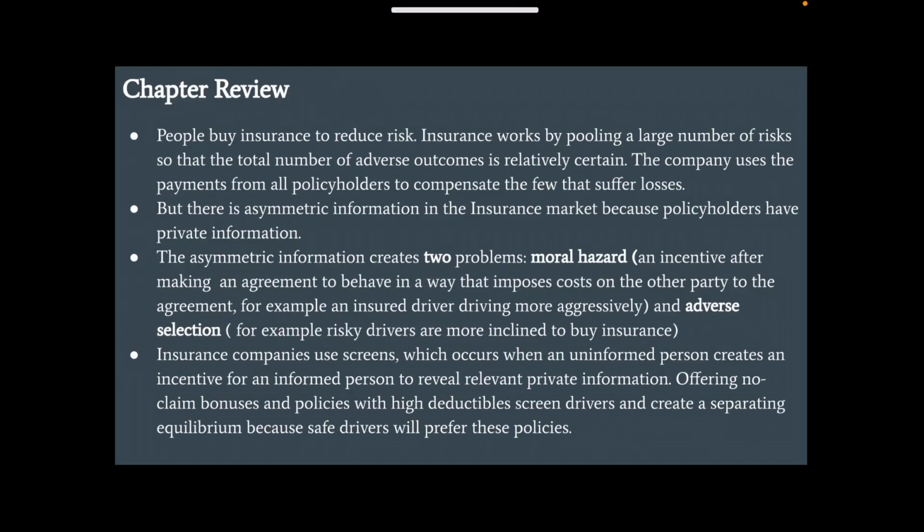Chapter Review. People buy insurance to reduce risk. Insurance works by pooling a large number of risks so that the total number of adverse outcomes is relatively certain. The company uses the payments from all policyholders to compensate the few that suffer losses. But there is asymmetric information in the insurance market because policyholders have private information.